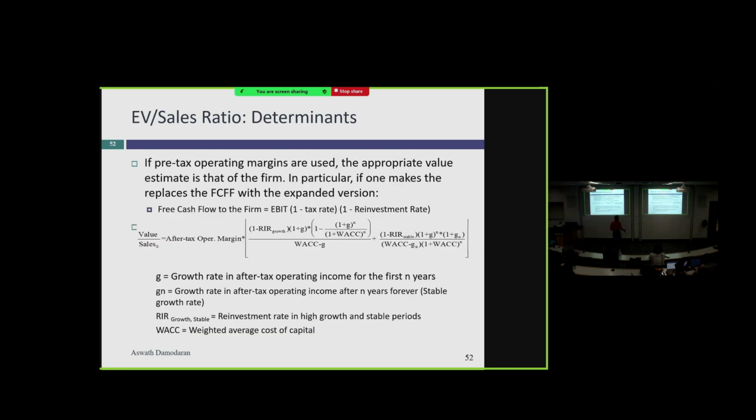It looks complex, but it's basically a discounted cash flow model stated as an intrinsic measure for the EV to sales ratio. So all you need for that is reinvestment rate, cost of capital, growth rate, and an operating margin, that companion variable. And I mentioned at the end of class last session that I would use this as a vehicle to talk about the value of a brand name.